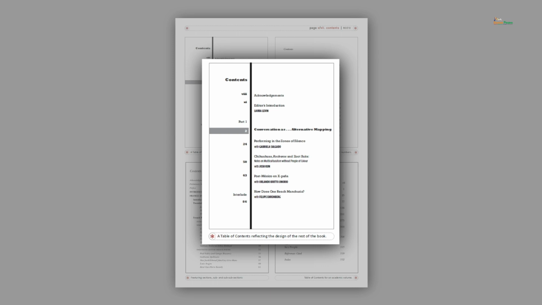In this particular book that I am discussing, you will see on the table of contents that the grey box indicating page number 2 is a deliberate highlight because that is the beginning of a particular section called Conversation as Alternative Mapping. So, obviously, you will realize that after the front matter in this book, the book is divided into several sections. Each section has a title, and within that section are other chapters pertaining to the theme of that particular section.